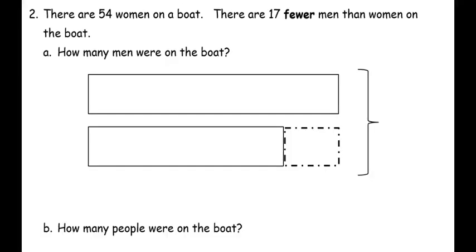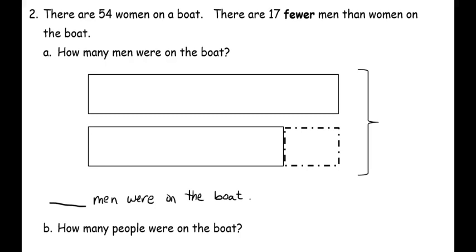The second question says there are 54 women on a boat. There are 17 fewer men than women on the boat. And the first part of the question says how many men were on the boat. The second part says how many people were on the boat. So I'm going to start with my first answer statement saying, let's see, we need to find how many men. So we'll say blank men were on the boat.